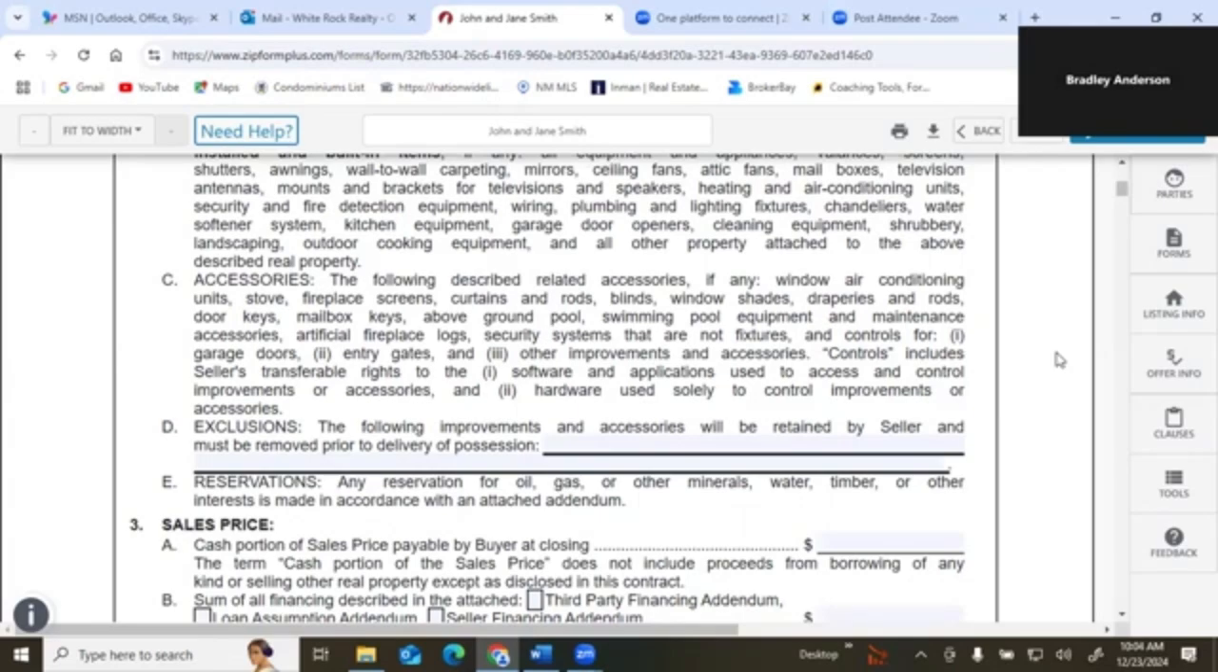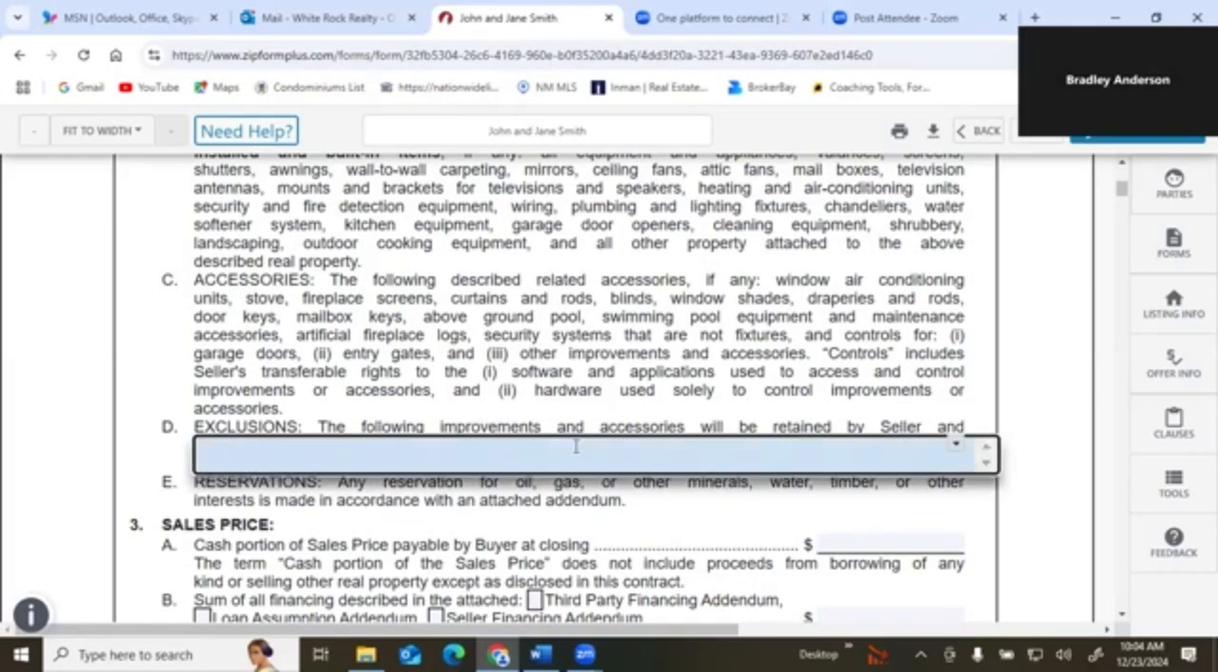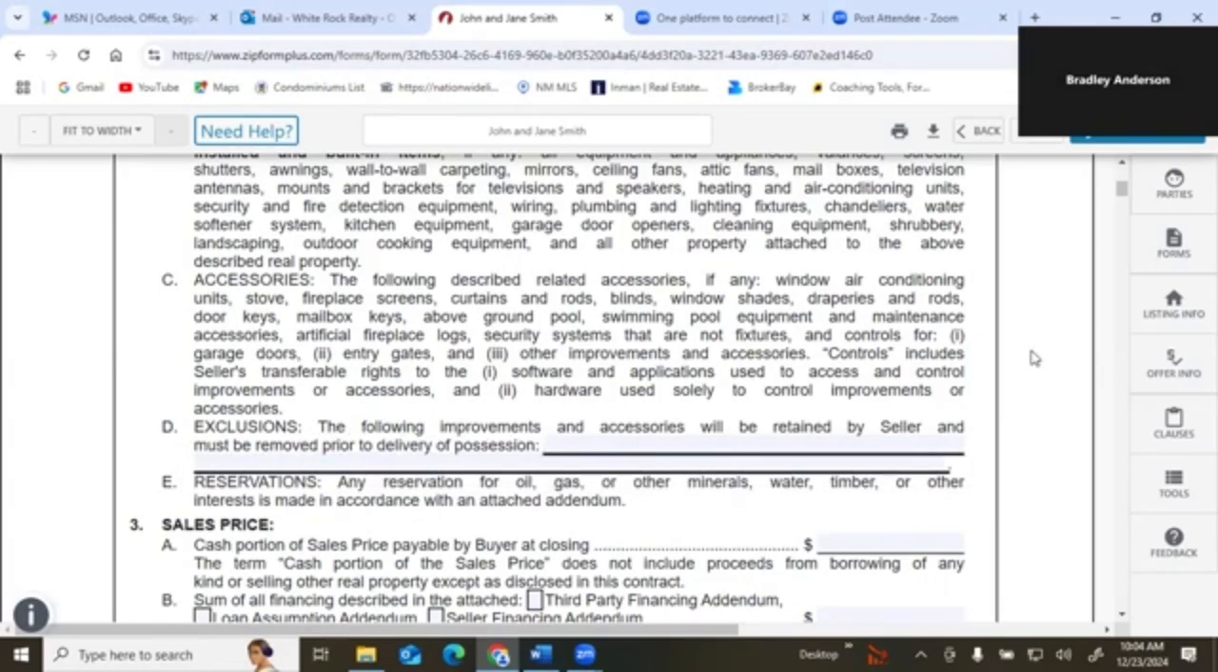Okay, that's included, unless you come down to paragraph D and they list, well, you're not taking grandma's old chandelier, or you're not taking the curtains. I'm taking those with me, or the valances. Those things cost $1,200 each, and I've got 35 windows. I'm taking them. You'd be surprised. So if it's not explicitly called out in the listing, they're included. However, a good listing agent will include that in the listing.